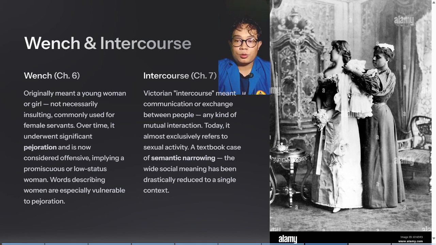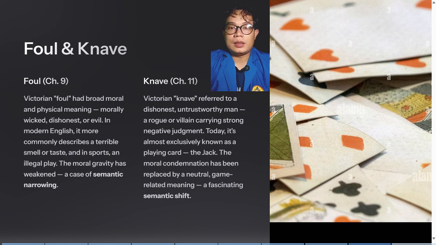And then we have intercourse. In the Victorian era, social intercourse meant general communication, conversation, or mutual exchange between people. Today, it serves as a textbook case of semantic narrowing. A broad term for human connection has been drastically reduced and restricted to mean one specific thing, which is sexual activity.